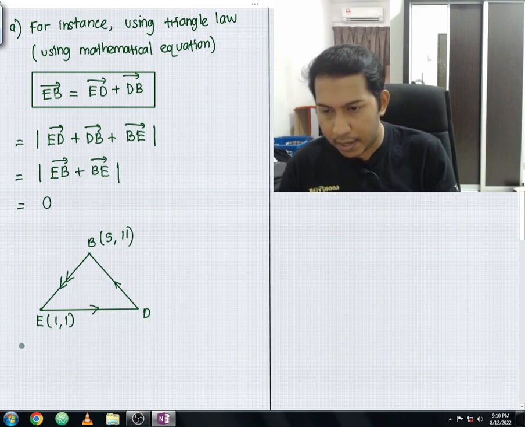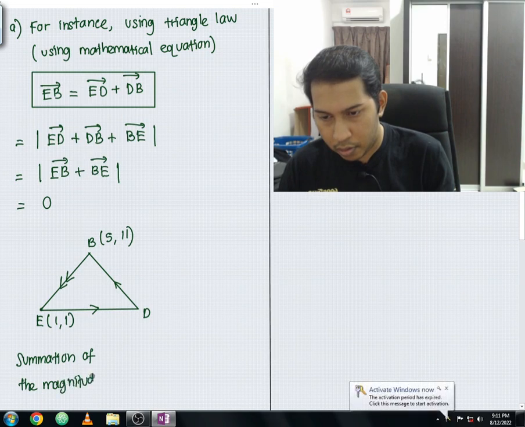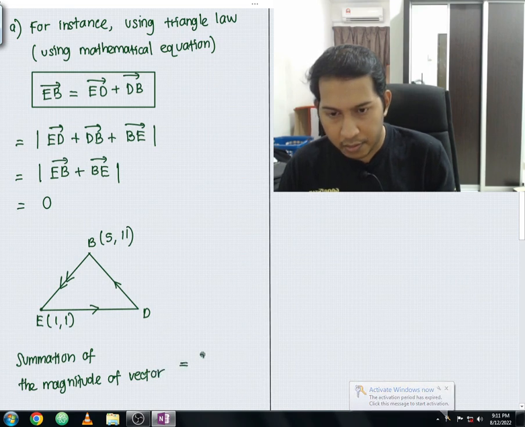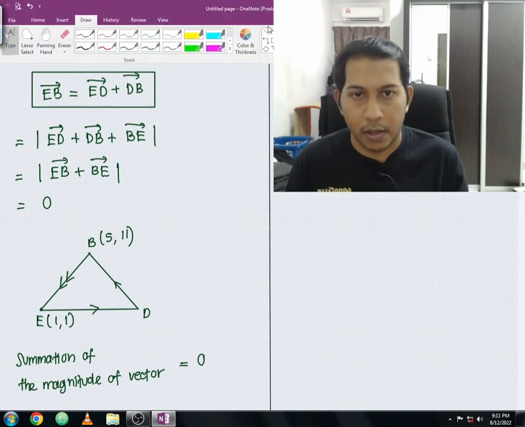Okay, so from here I can say the summation of the magnitude of vector is equal to 0. Okay, so I've shown you two methods.